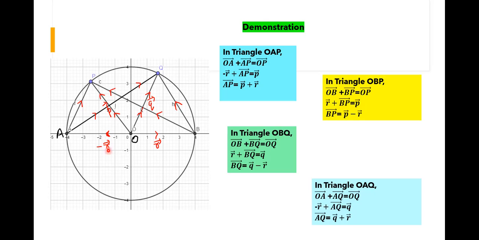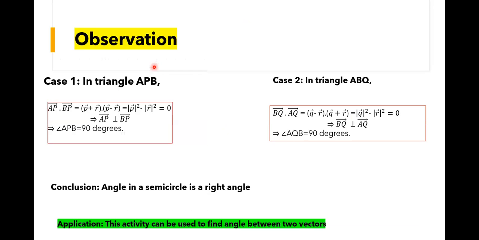So in the second case, if you take angle AQB as 90 degrees, it means AQ vector should be perpendicular to BQ vector. And you know, if two vectors are perpendicular, the dot product is 0. Okay, so just note down: AP vector is P plus R, BP vector is P minus R, BQ vector is Q minus R, and AQ vector is Q plus R. Now what is our observation?